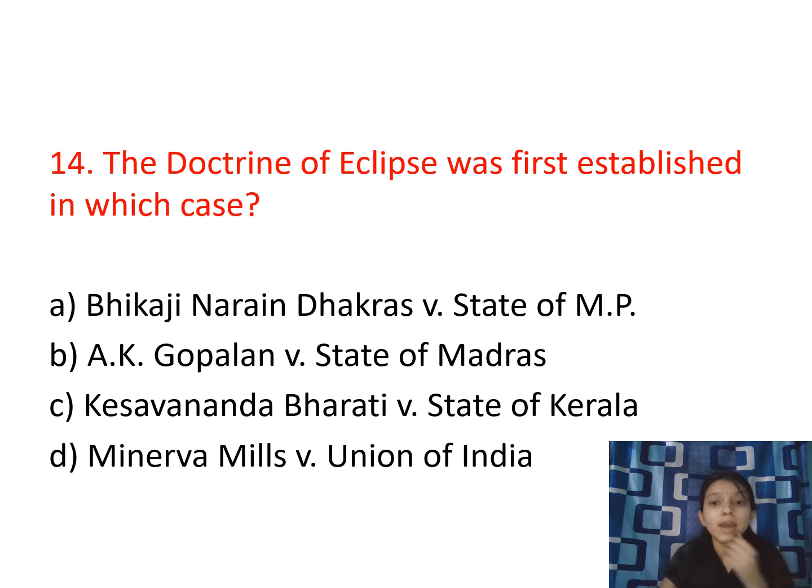The next we have, the doctrine of eclipse was first established in which case? The options are Bhikaji Narain versus State of MP, A.K. Gopalan versus State of Madras, Kesavananda is already out. So the doctrine of eclipse was first established in the Bhikaji Narain case. So it is very much important. Eclipse is always related to Bhikaji Narain, and the other one, that is RMDC, is also important in the case of the doctrine of severability.